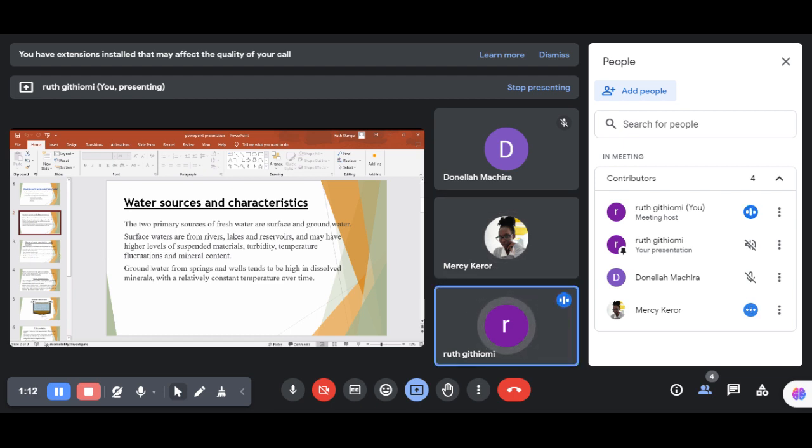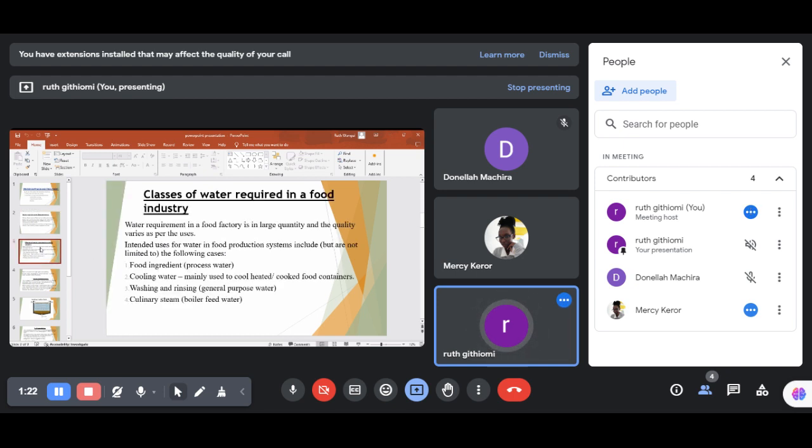As we have seen, we have two primary sources of water used in the food industries, and that is the surface water and the groundwater. For this water to be safe for use in the food industries, it has to undergo a series of processes for it to be fit.